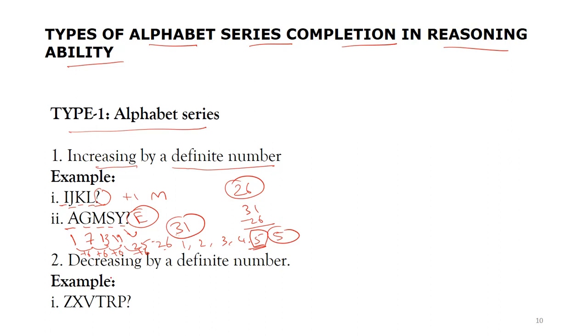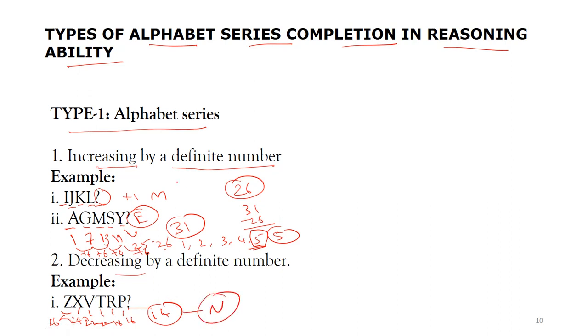Clear? Next, in a similar way, decreasing by a definite number. If you see this, Z is 26 and X will be 24. V will be 22. So I got the pattern: it is minus 2, minus 2. T is 20, minus 2. R is 18, minus 2. P will be 16. So my answer should be minus 2, that is 14. So 14 is associated with the alphabet N.